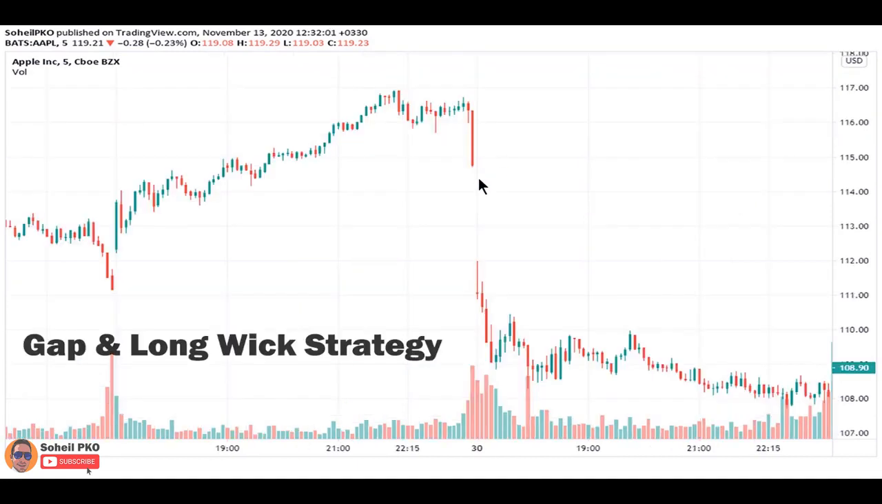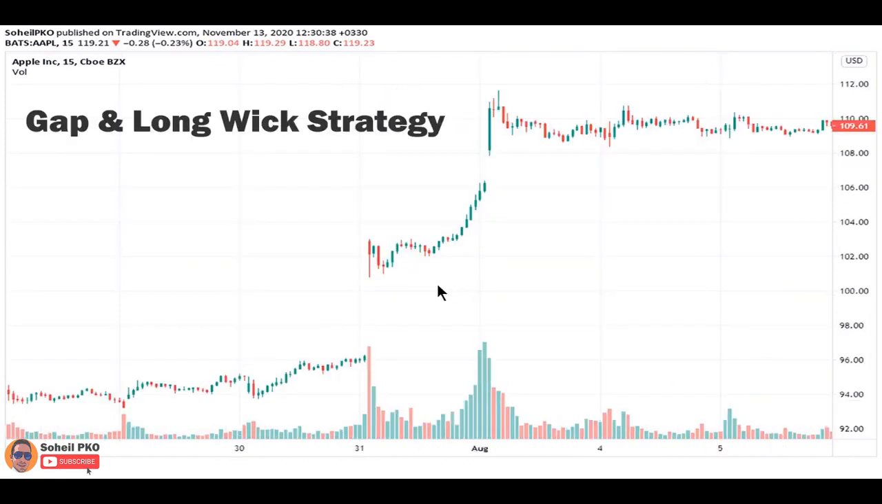And here we have another example of the gap and long wick strategy. As you can see, we have a large gap down, and after that the price tried to go up and fill the gap, but had no success, and the result is an inverted cross doji, which is naturally bearish, and it gives us the possibility that the price is going to continue declining.